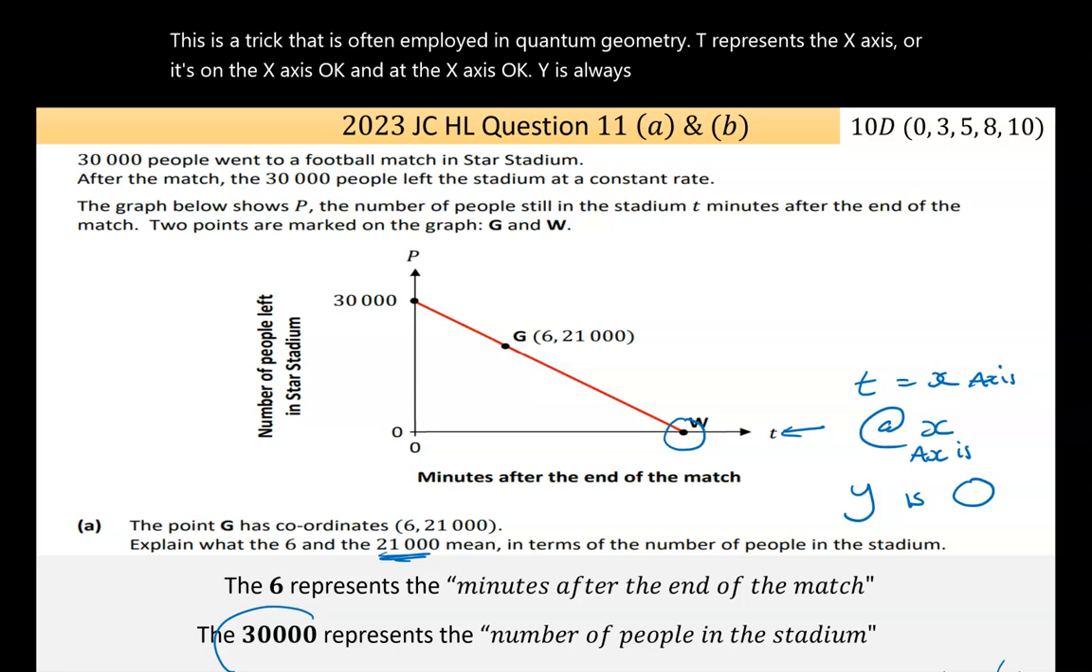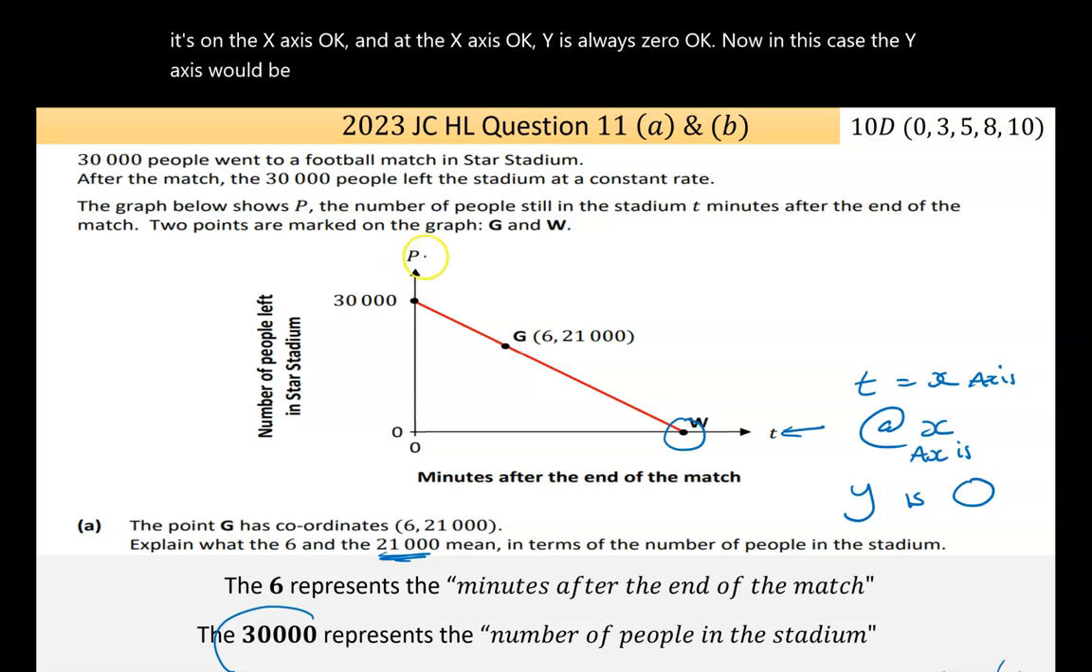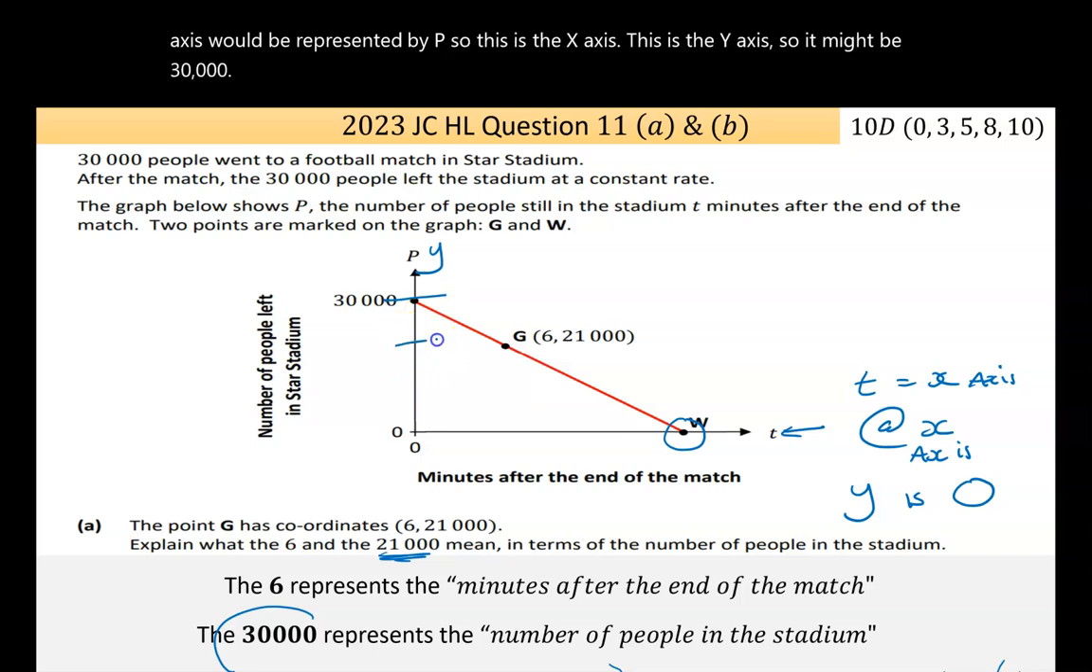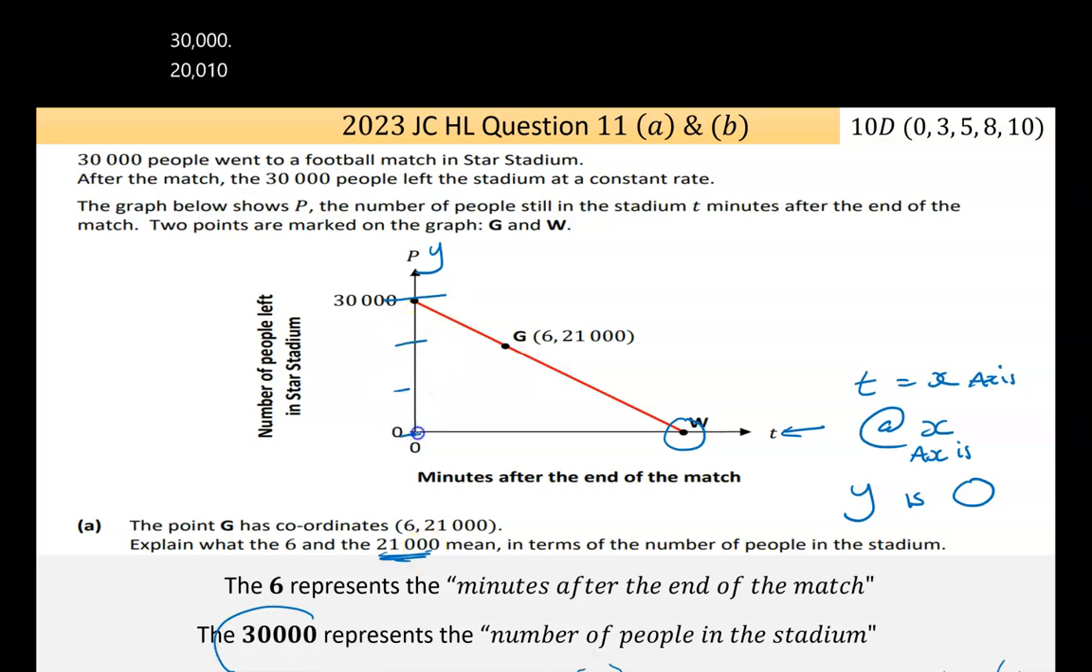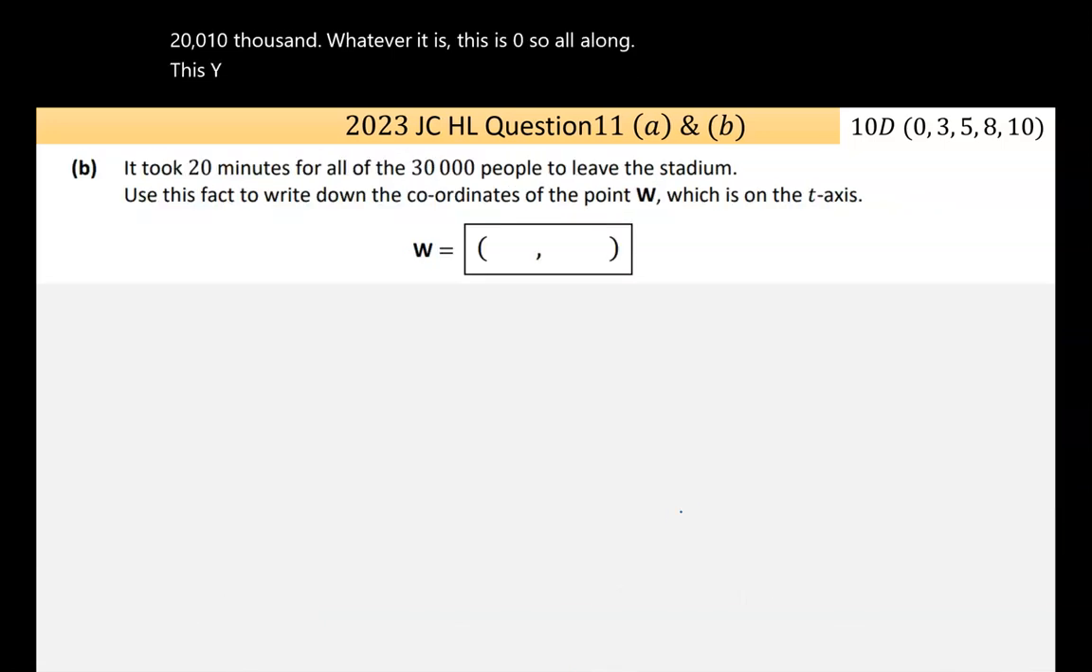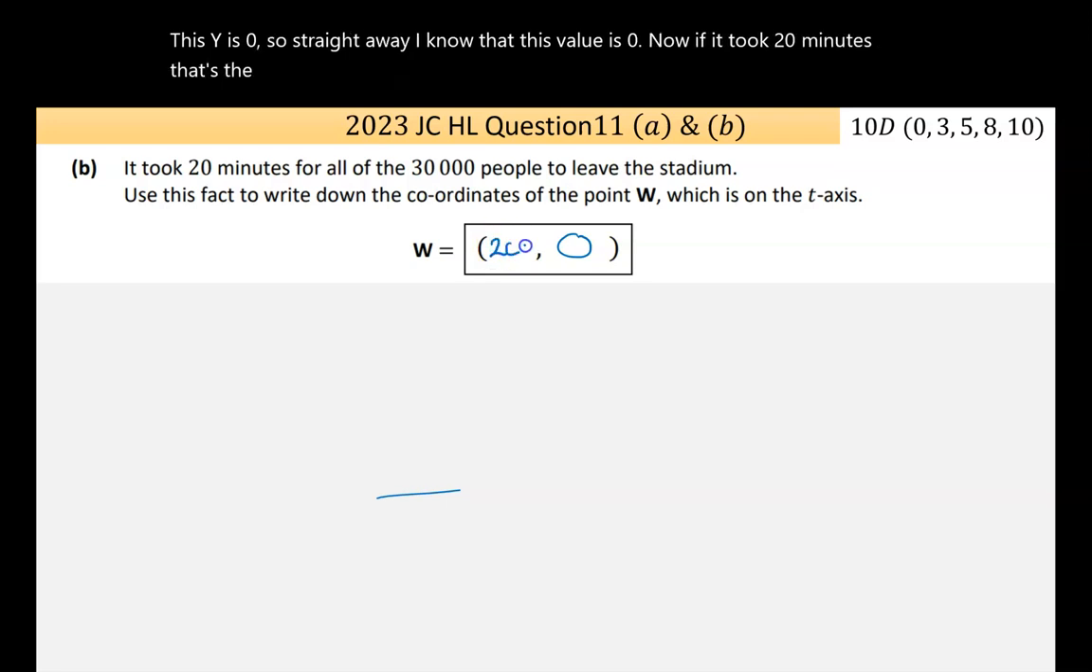Now in this case, the y-axis would be represented by P. So this is the x-axis, this is the y-axis. So it might be 30,000, 20,000, 10,000, whatever it is. But this is 0. So all along this, y is 0. So straight away, I know that this value is 0. Now, if it took 20 minutes, that's the x value. So it's just 20, 0, which is fairly handy. Now that is, in a sense, easy.